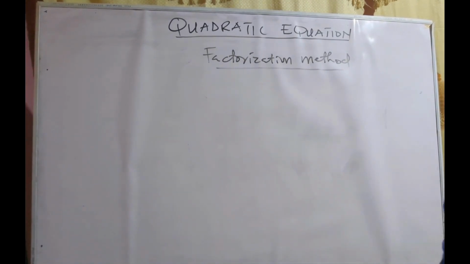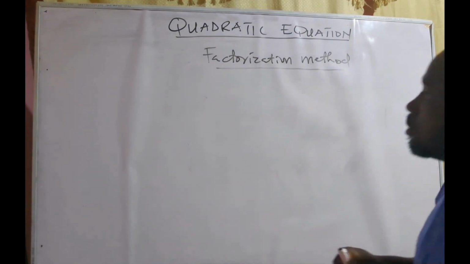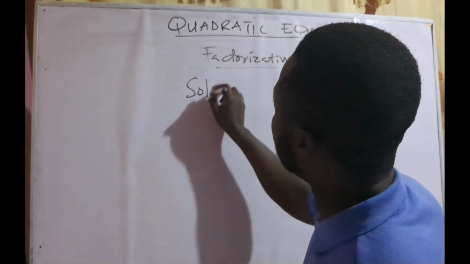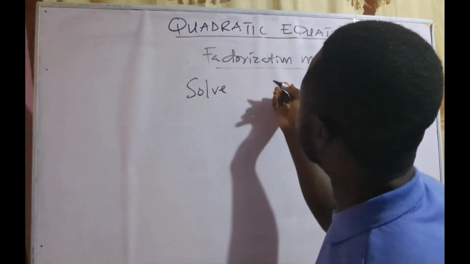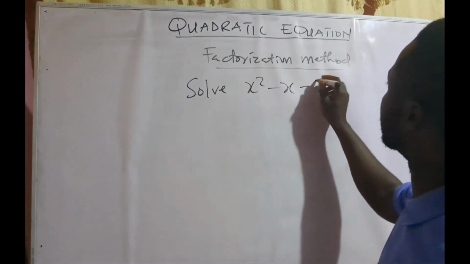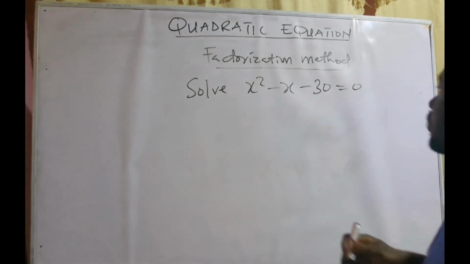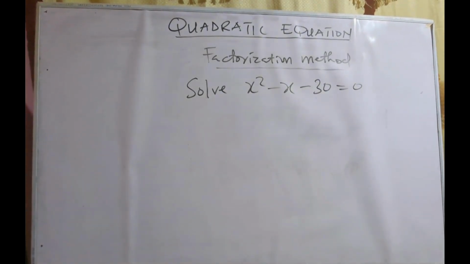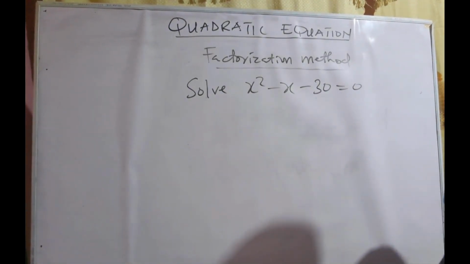Let's look at this example. First we are going to look at an example on a quadratic trinomial, then we come to a quadratic binomial, in that order. Okay, so solve x squared minus x minus 30 equal to 0. Solve x squared minus x minus 30 equal to 0.